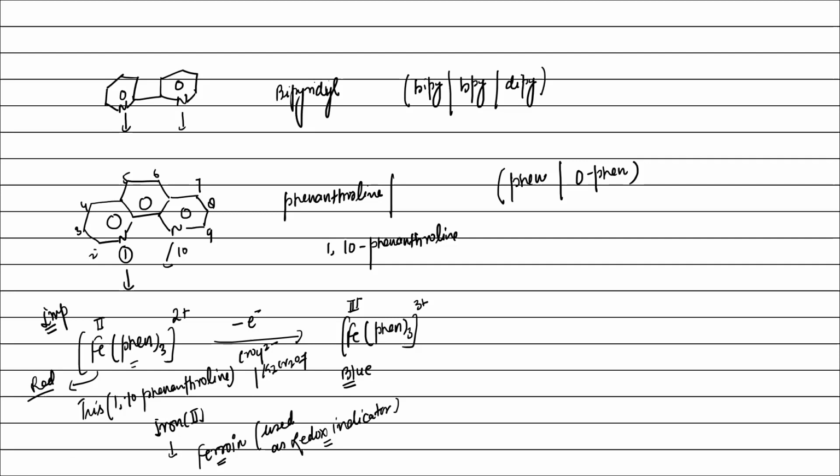In upcoming classes, if I write any complex, for example for nomenclature, or in order to understand stereochemistry, number of isomerism, thermodynamic or kinetic stability, or whether we have to calculate crystal field stabilization energy or color, or electronic spectra, then I should not have to tell you what BPY means, what phen means, right?